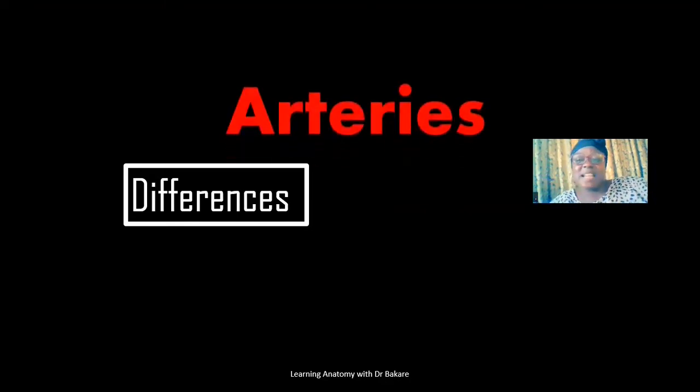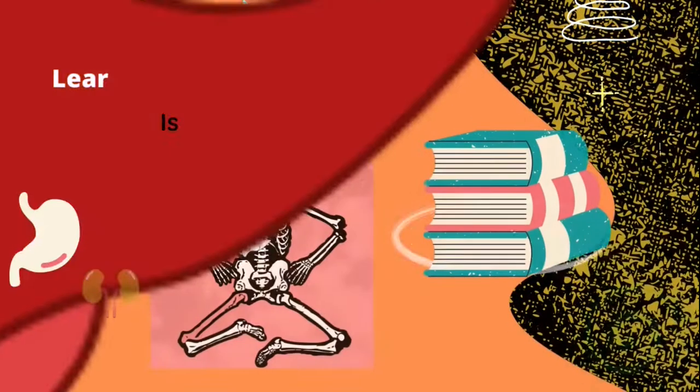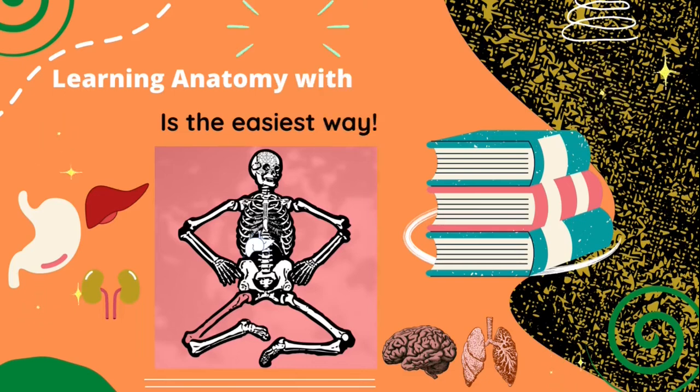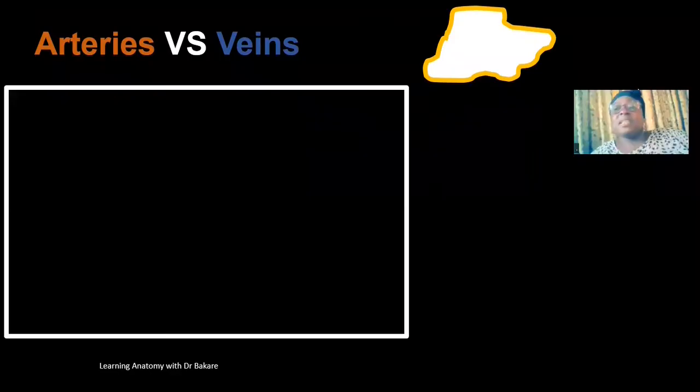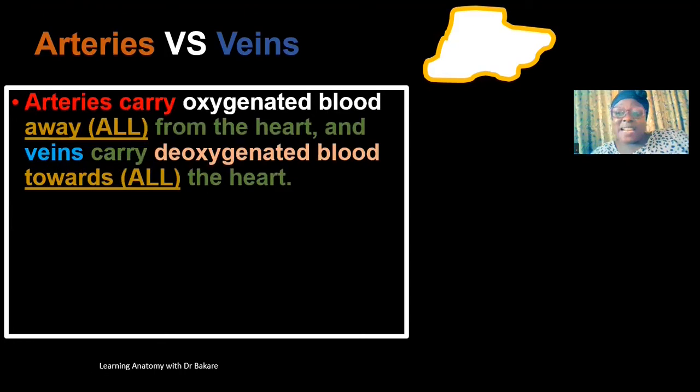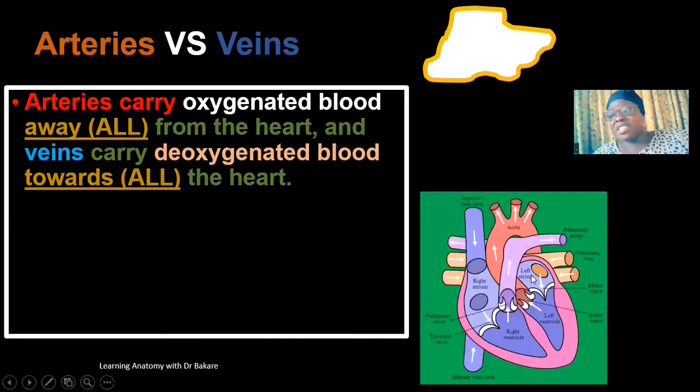In this lecture, we'll be looking at the differences between the arteries and the veins. Let's look at the general configuration. Arteries generally are known to carry oxygenated blood away from the heart, while veins are known to carry deoxygenated blood towards the heart. Let's say this is the configuration of the heart.